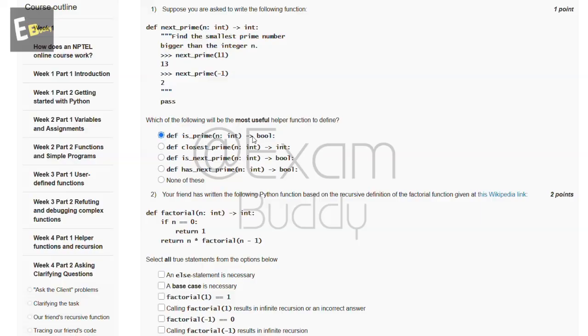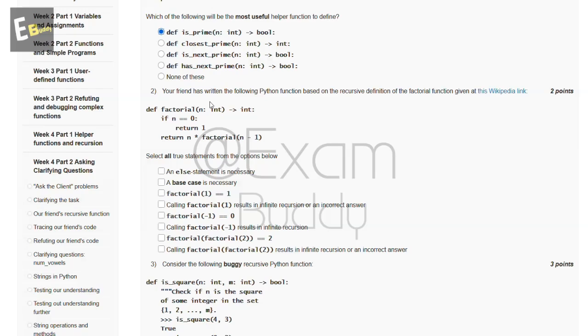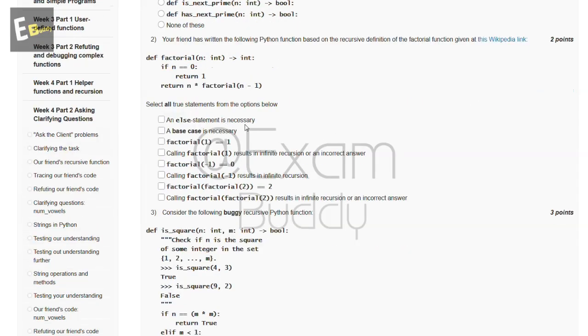So the second question is, your friend has written the following Python function based on the recursive definition of the factorial function given at this Wikipedia link. So this is our function, and select all true statements from the options below. So these are the statements, and the answer of the second question is B. A base case is necessary, and C. factorial(1) equals 1, and F. Calling factorial(-1) results in infinite recursion.